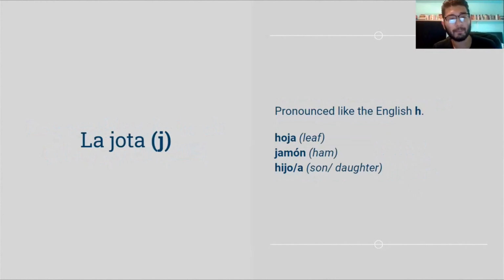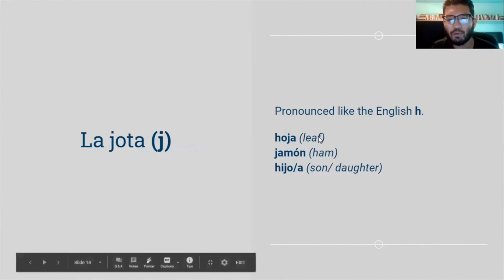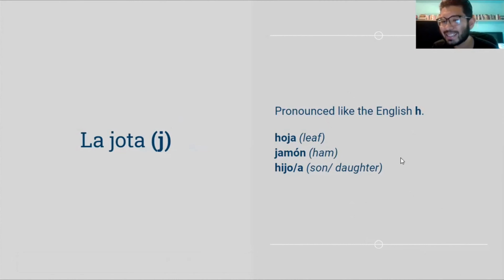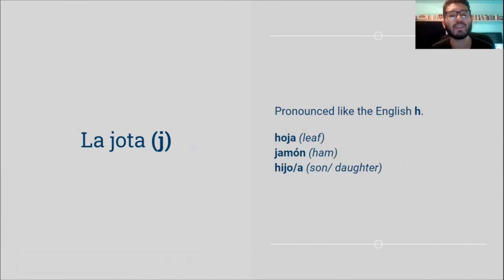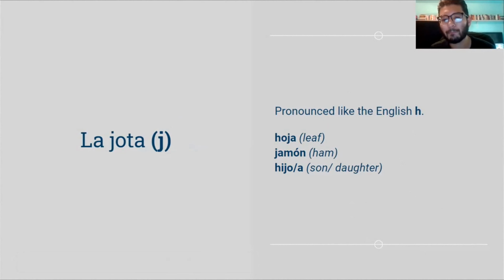Next letter, jota, or J, and again, this is a sound that is different from what we have in English for this letter. A good example would be jamón. Jamón is spelled with a J, and it produces a similar sound to its English equivalent, which is spelled with an H, no? And that tells us about the relationship between the pronunciation for the letter J in Spanish and the pronunciation for the letter H in English, which is very similar.